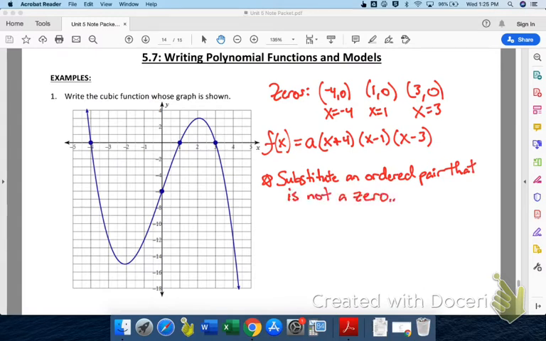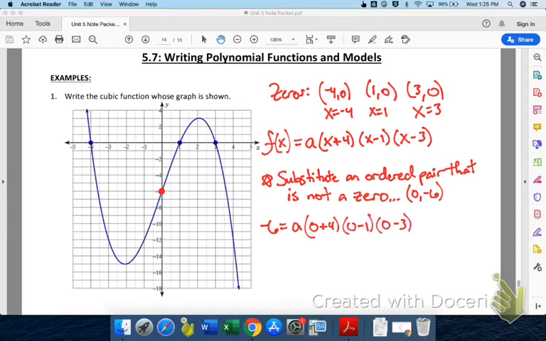Now, if you take a look at your graph here, there's a lot of ordered pairs that you could technically choose from. I'm going to choose the one that's already nice and bolded out for us, highlighted in red: (0, -6). That is not a zero. That's a y-intercept, a different type of point. I'm going to take that ordered pair and substitute it into my function. So we'll put -6 in where f of x is, because that's the fancy way we call y. We don't know what a is, and everywhere I see an x, I'm going to plug in that 0.